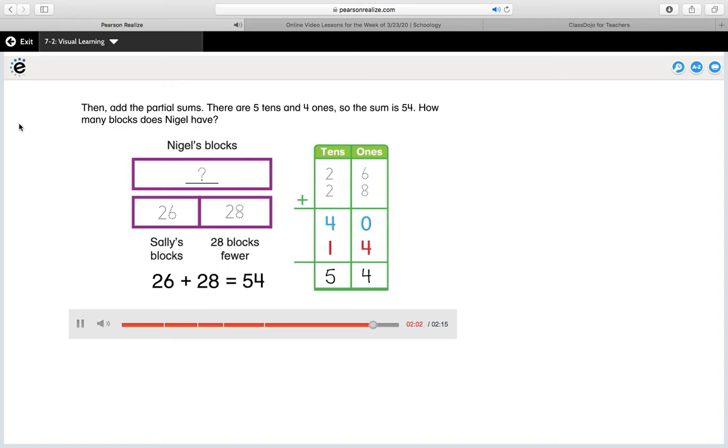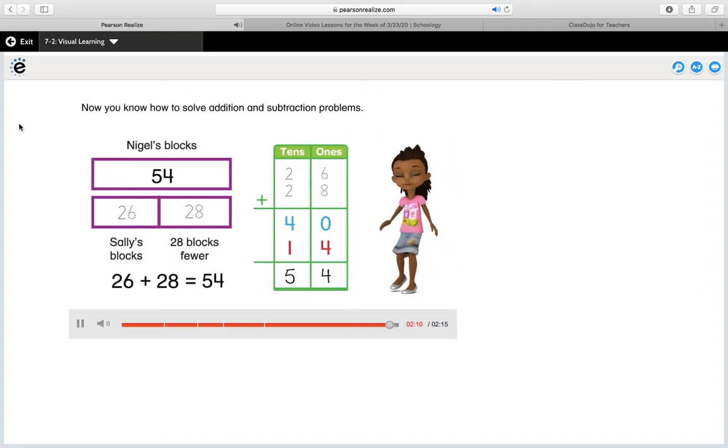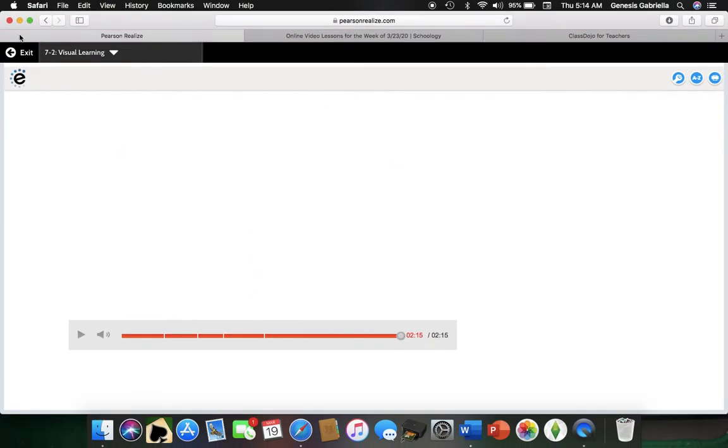How many blocks does Nigel have? Nigel has 54 blocks. Now you know how to solve addition and subtraction problems. Alright, so now that we've seen our visual learning, I decided to do a model problem using our partial sum strategy.